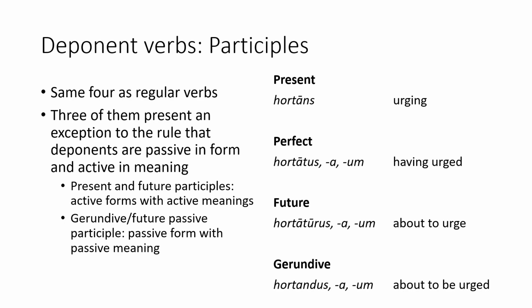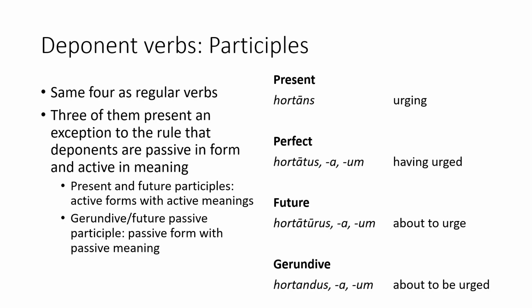The participles of deponent verbs present some interesting oddities. They do have the same four participles as regular verbs: present active, perfect passive, future active, and future passive or gerundive. Three of these present an exception to the rule that deponents are passive in form but active in meaning. The present and future active participles are active forms with active meanings, while the future passive / gerundive is a passive form with a passive meaning.